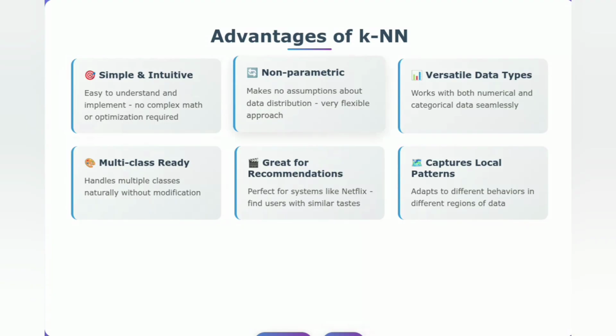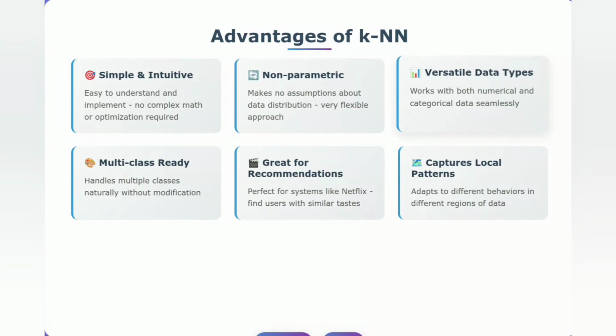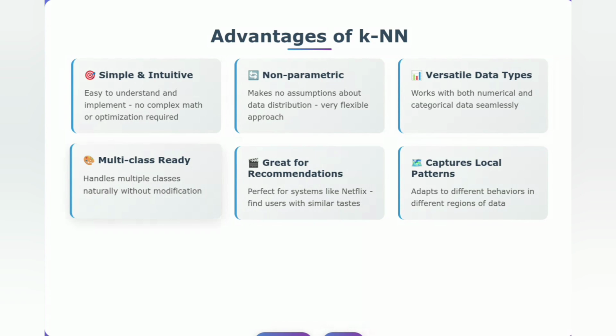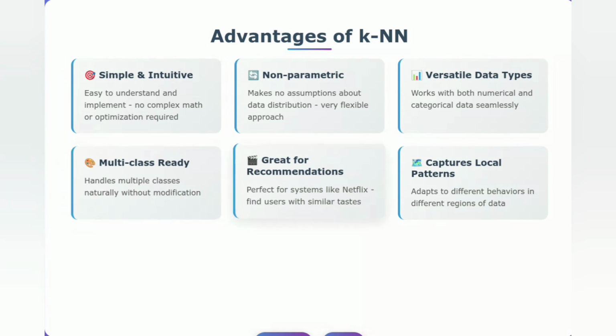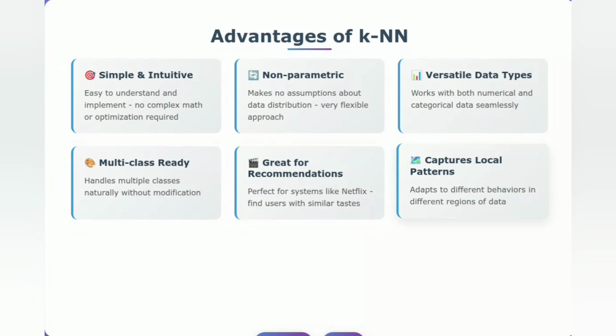KNN works well with numerical and categorical data and can handle multi-class problems naturally. It's also very effective for recommendation systems. Think of how Netflix might recommend movies based on users with similar viewing histories. Perhaps most importantly, KNN can capture local patterns very well. If your data has different behaviors in different regions, KNN can adapt to these local variations automatically.